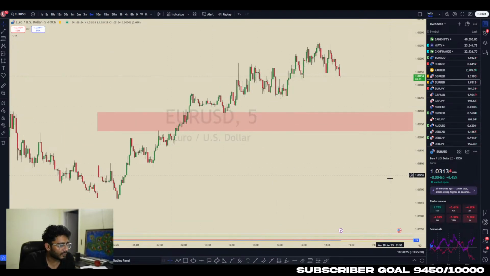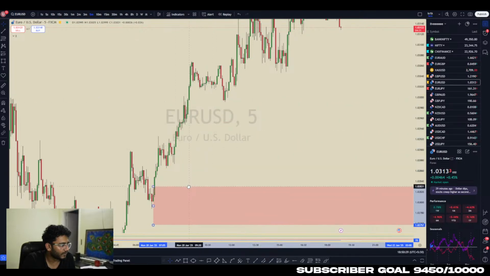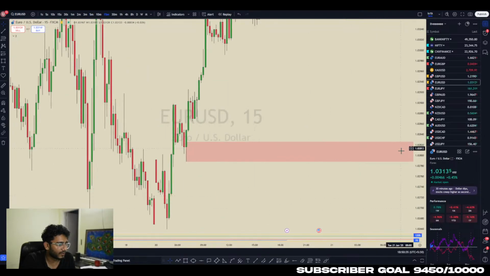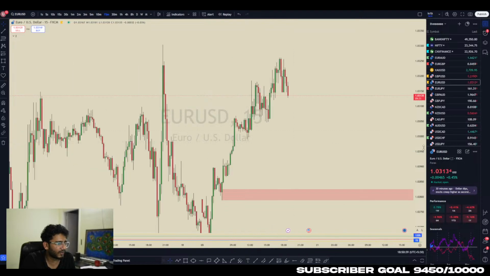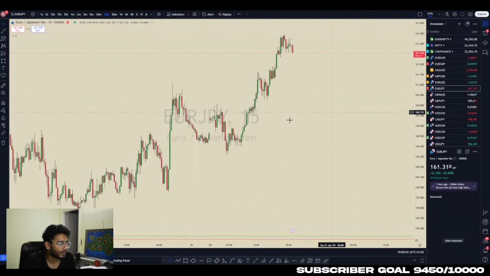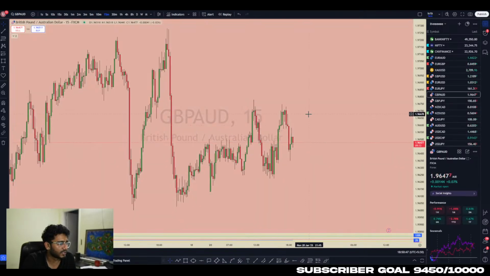On 5 minute, we don't have anything. This is the imbalance. Okay, this is the order block. And if we go to 30 minute, we can see this is not mitigated. So right now, I think it's better to ignore EU. Let's say Euro JPY, I'm looking for buy side here. GJ.